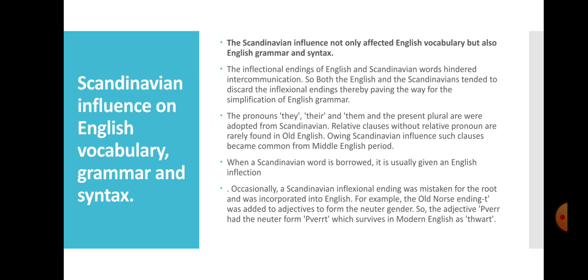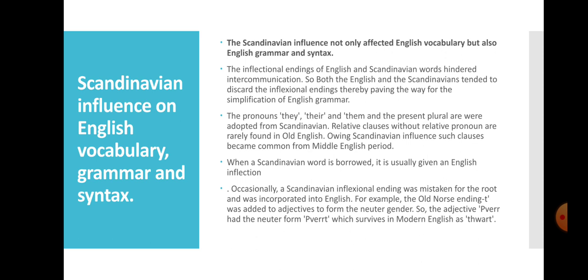The pronouns they, their, them, and the present plural were adopted from Scandinavian. Relative clauses without relative pronoun are rarely found in Old English. Owing to Scandinavian influence, such clauses became common from the Middle English period. The pronouns like they, their, them, and the present plural form of words were all adopted from Scandinavian.